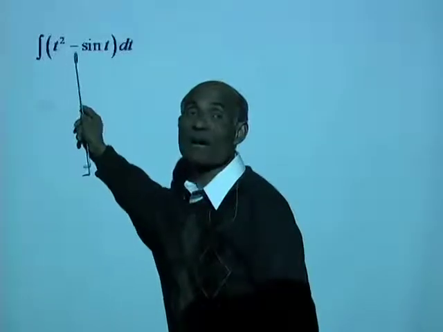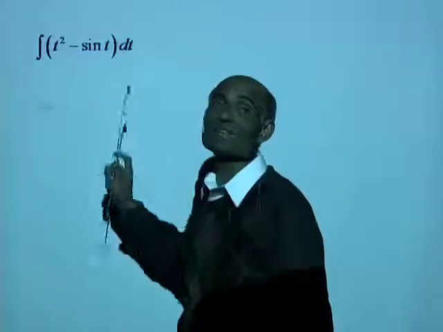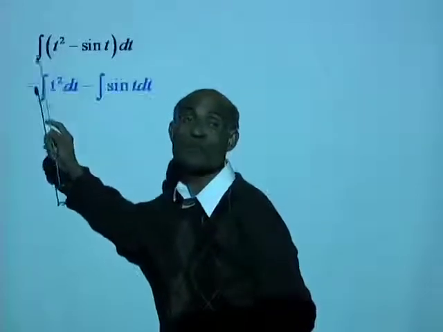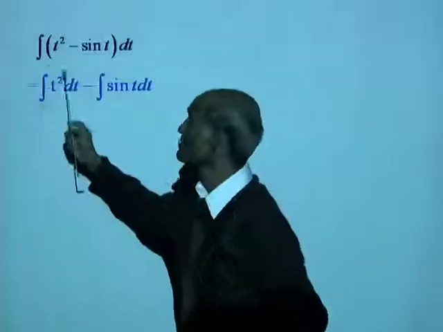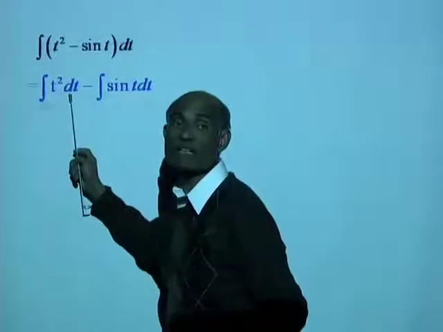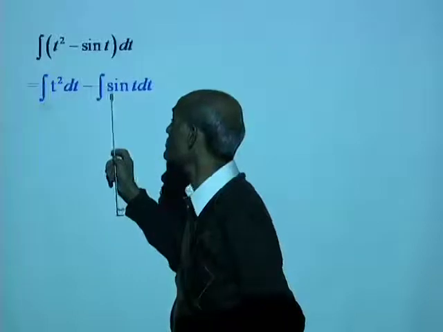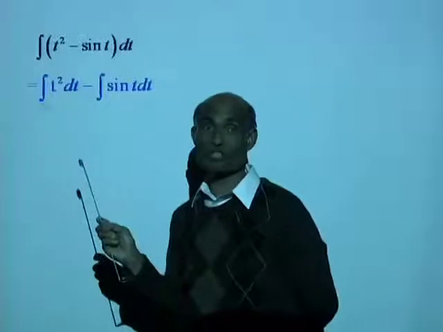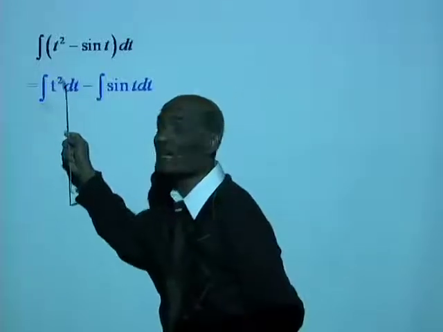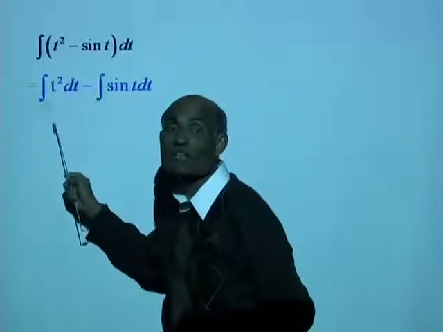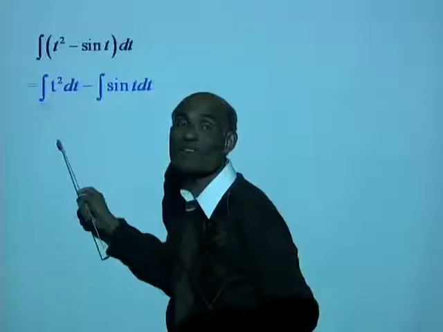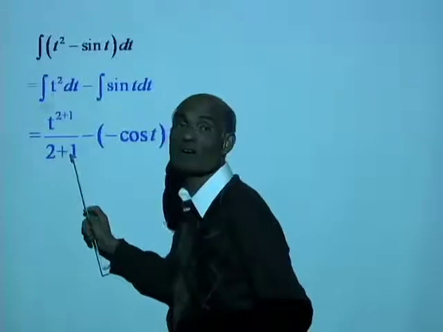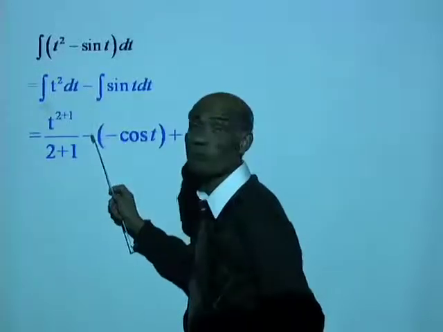Integrate t squared minus sine t dt. All right, we have two terms. We integrate them separately. So that will be integral t squared dt minus integral sine t dt. And you know how to integrate both these terms. How do you integrate t squared dt? It'll be t to the power of 2 plus 1 over 2 plus 1.